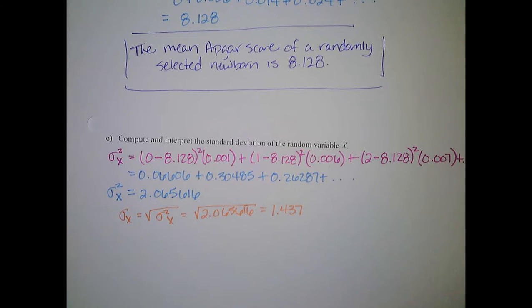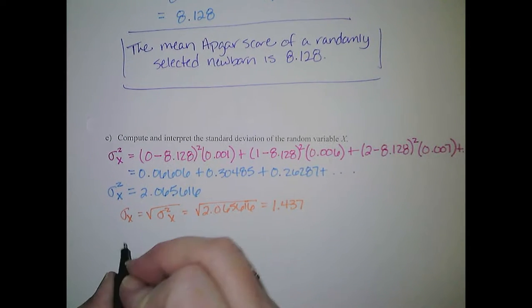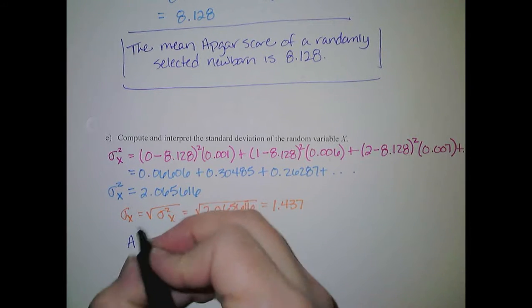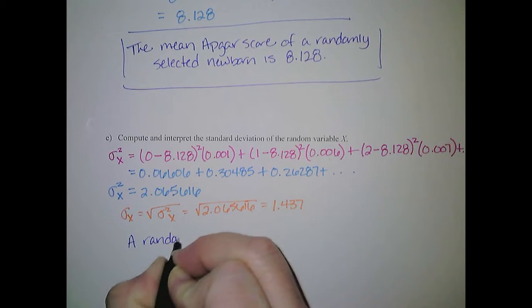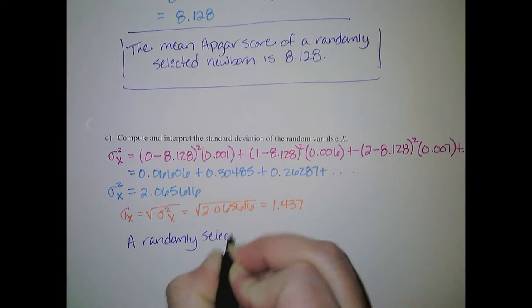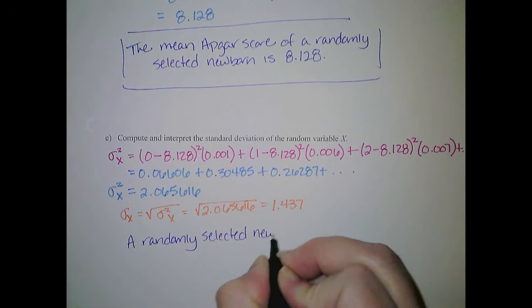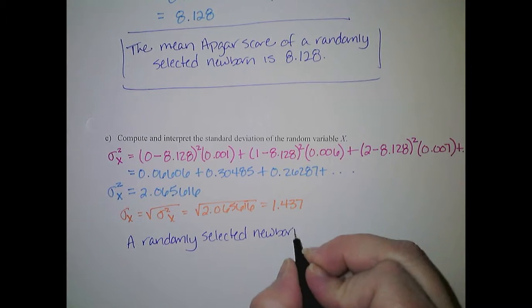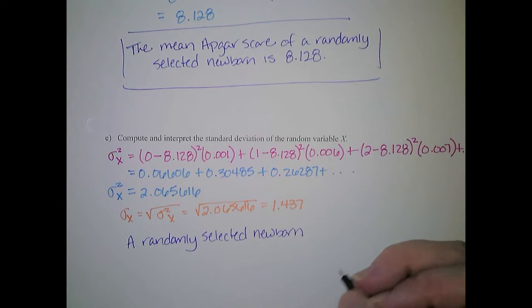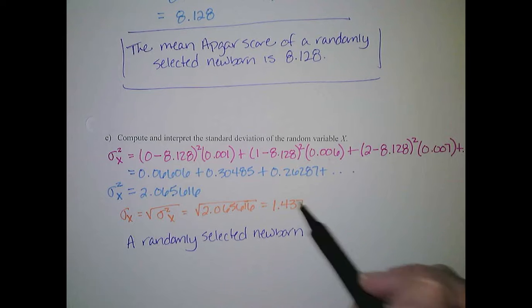So they wanted us to compute the standard deviation. We have that, 1.437. They also want us to interpret that standard deviation in context to the problem. So remember, the standard deviation is how far our observations fall from the mean on average. So what we're saying here is that a randomly selected baby or newborn is going to have an APGAR score that typically differs from the mean in either direction by this much.